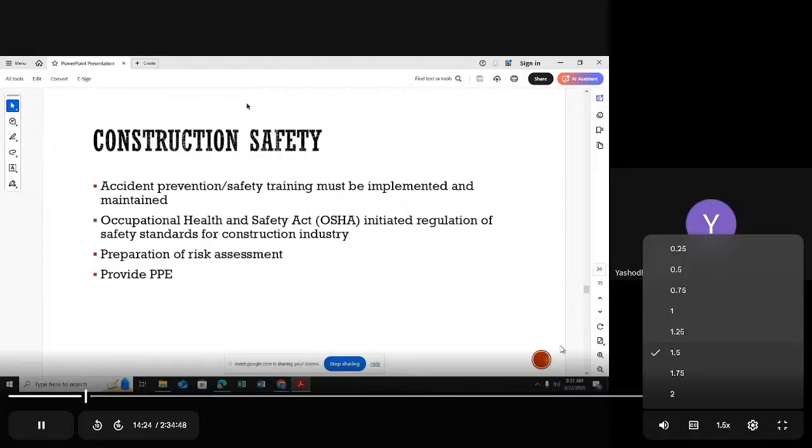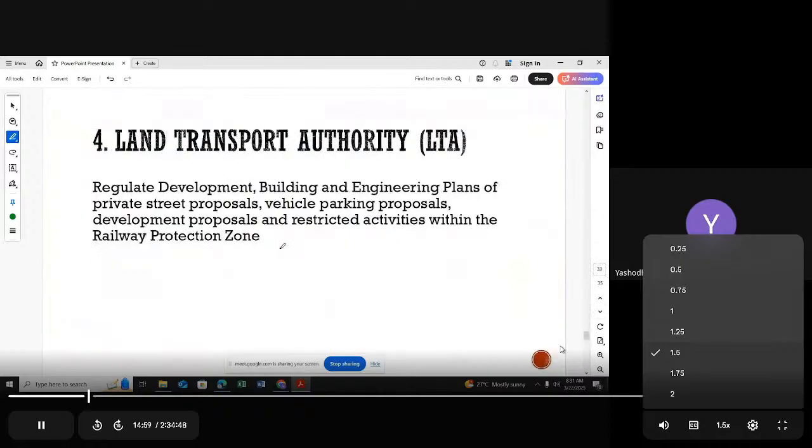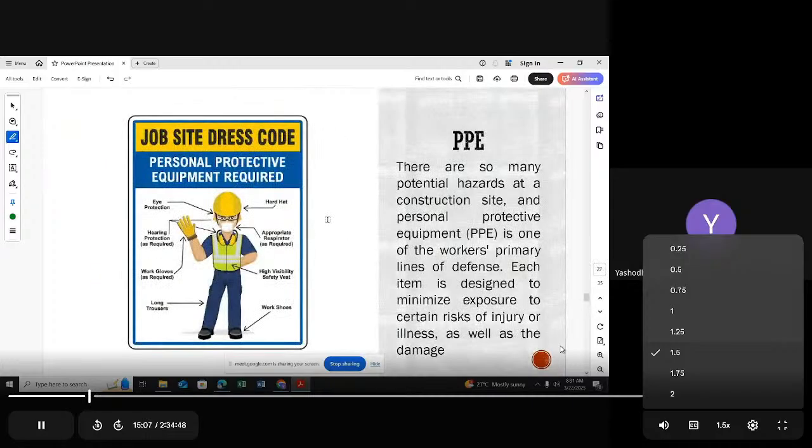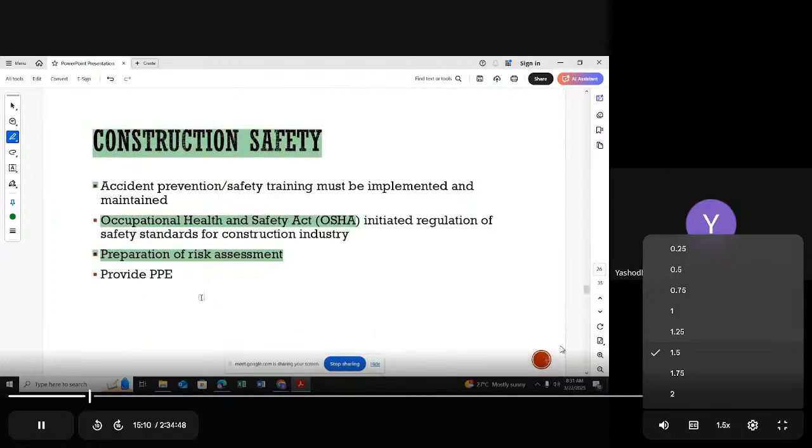Anyway, accident prevention and safety training must be implemented and maintained. The Occupational Health and Safety Act initiated regulations of safety standards for the construction industry here. This act introduced different kinds of safety measures into the construction industry. Under construction safety, preparation of a risk assessment is also important. In this module we will discuss that part in future, I think.